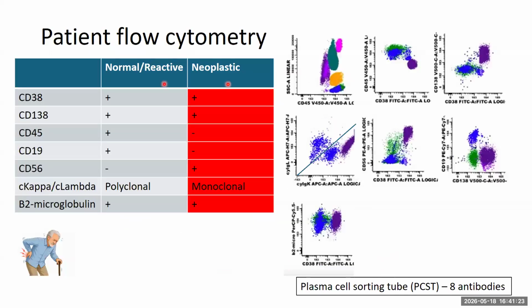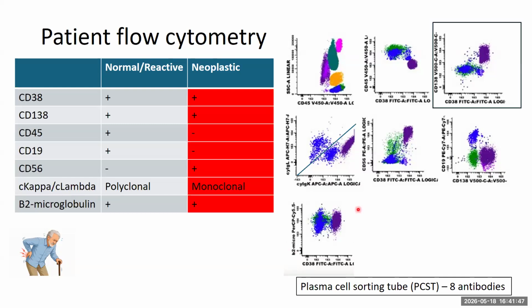So this is the flow cytometry for our patient. And for our particular question, assessing plasma cells, we used a plasma cell sorting tube, which consists of 8 antibodies, which are depicted in the first column here. And we usually have raw data that we have to self-analyze.